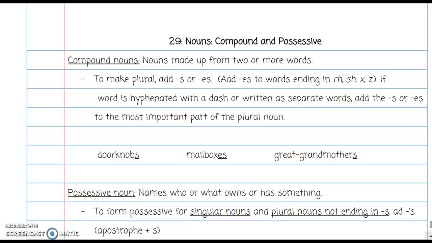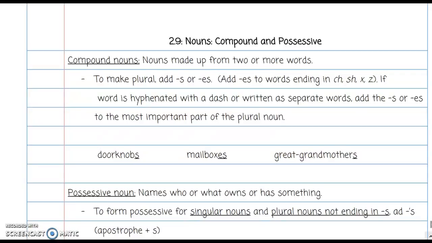Compound nouns are nouns made up from two or more words. To make a compound noun plural, add s or es, but only add es to words ending in ch, sh, x, or z. If the word is hyphenated with a dash or written as separate words, add the s or es to the most important part of that plural noun. I've given you 3 examples.